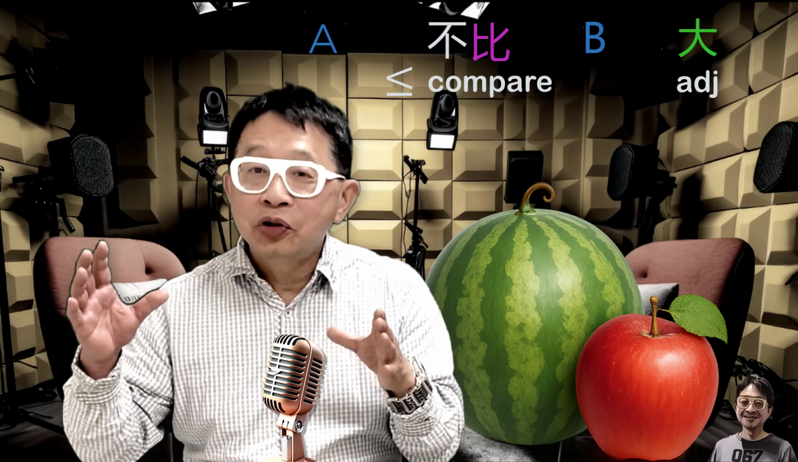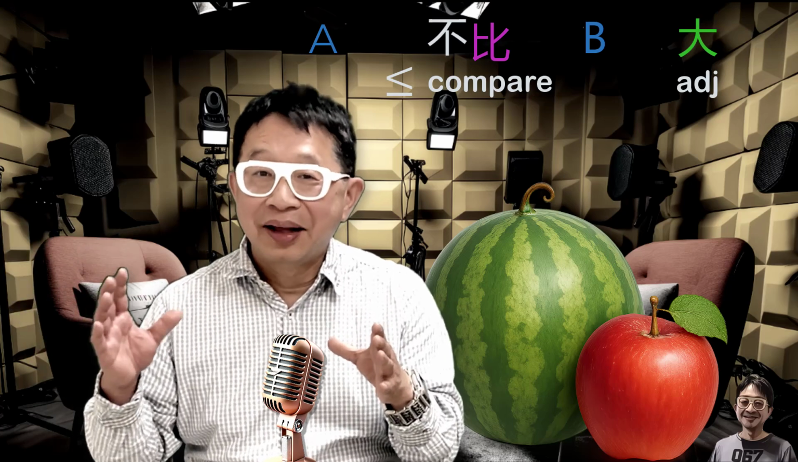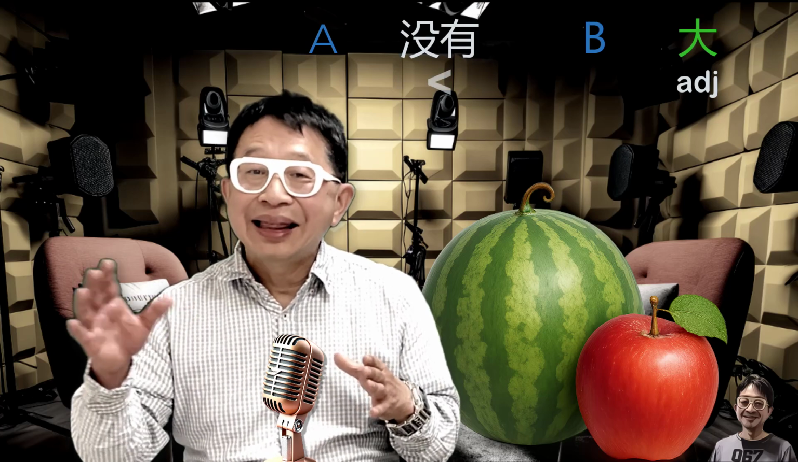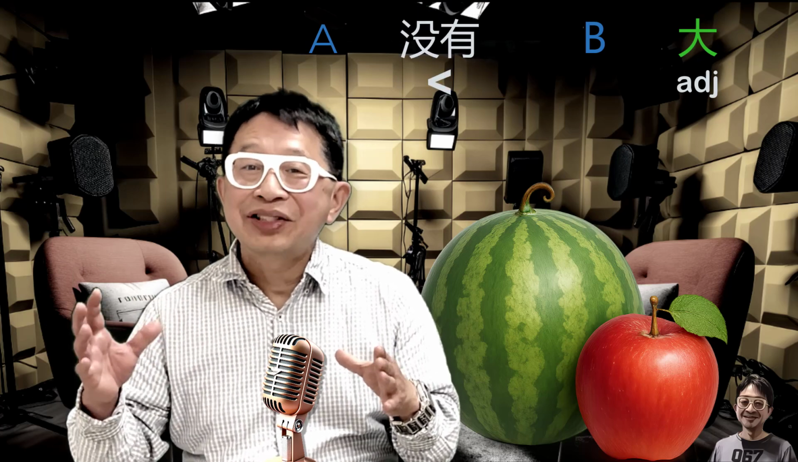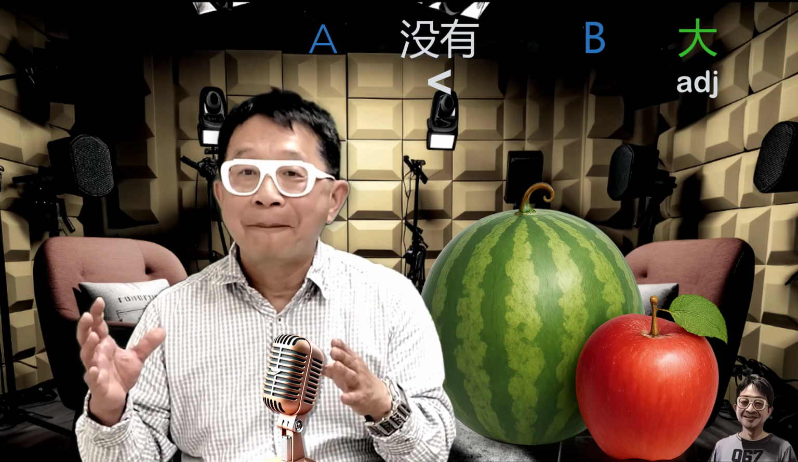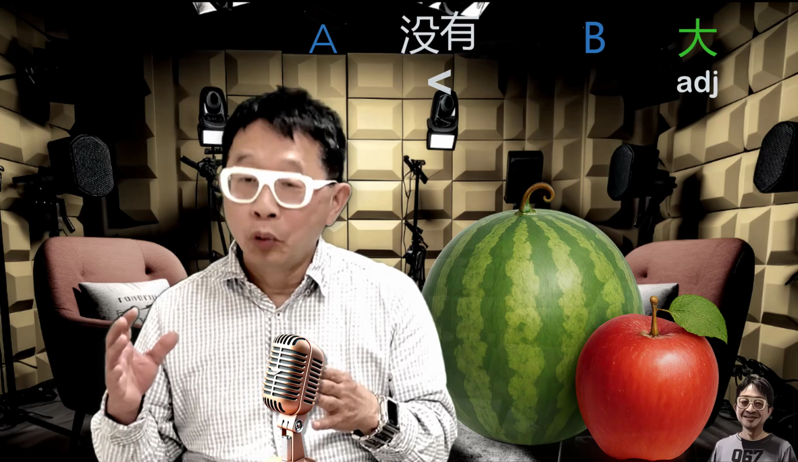Okay, so it includes two situations, equality and being lesser. Okay, this is A 不比 B 大. Whereas if I were to use the 没有 option, A 没有 B 大, I'm left with only the lesser option. A is lesser than B. It does not include the situation where the two are the same. So therein lies the difference. A 不比 B 大 is A is lesser than or equal to B, whereas A 没有 B 大 is A is lesser than B only.